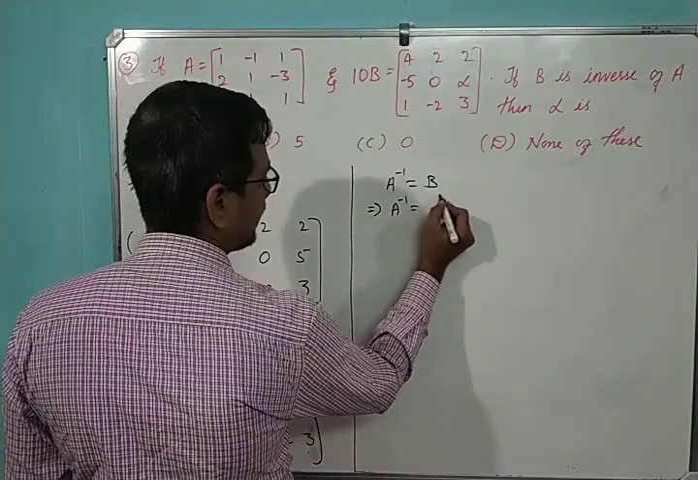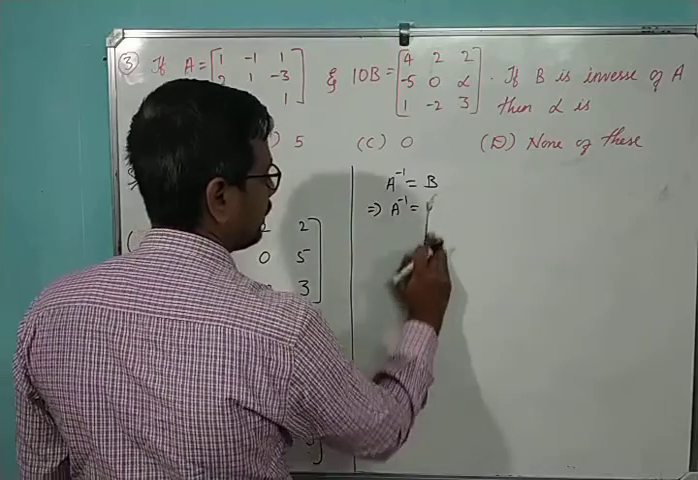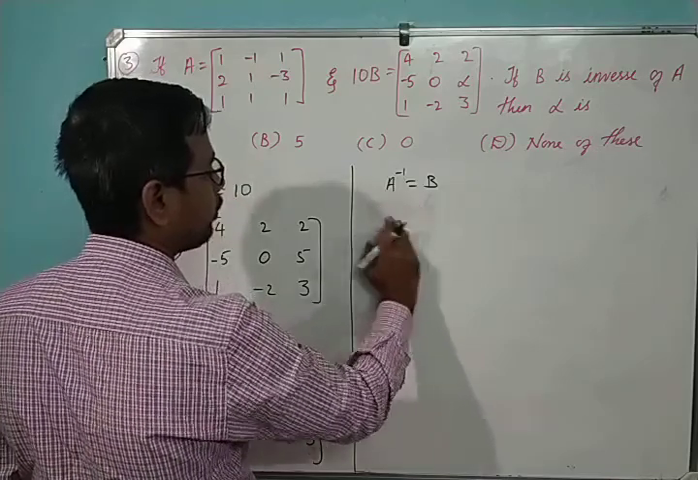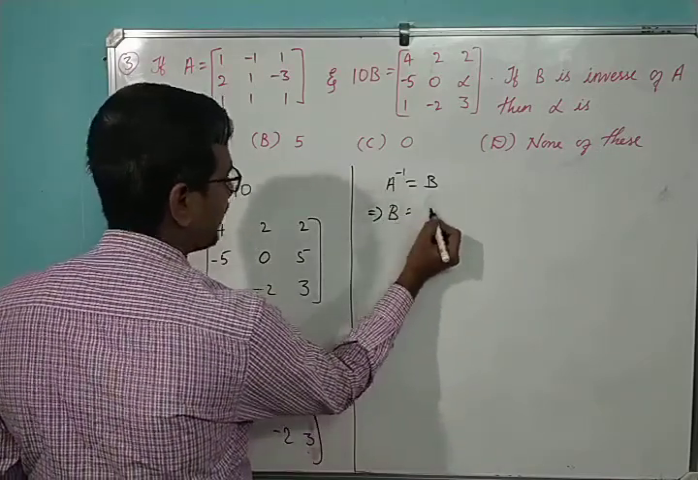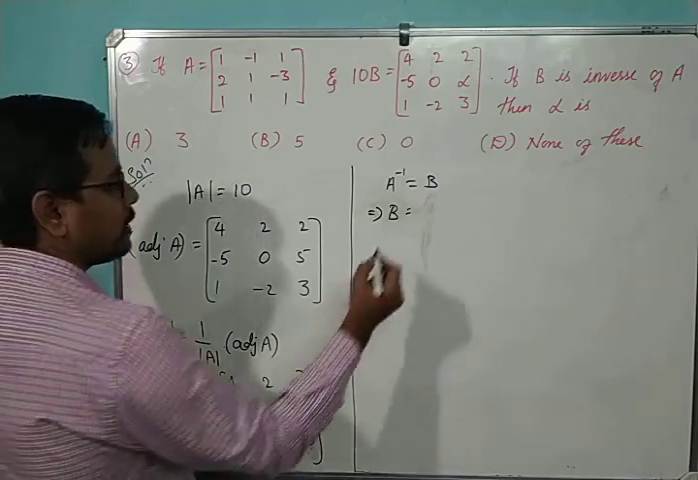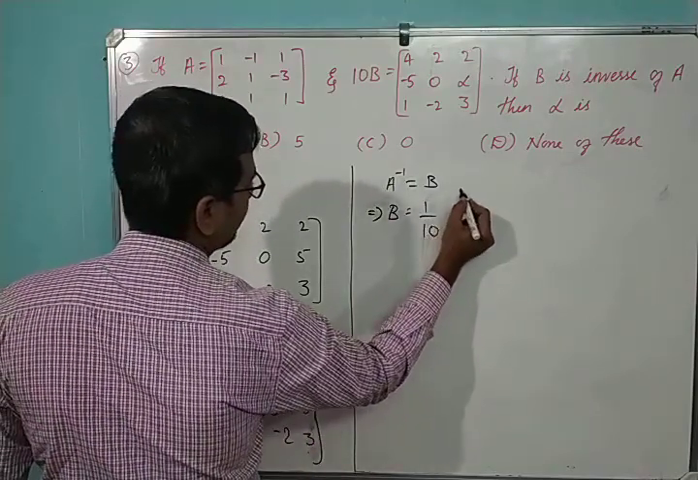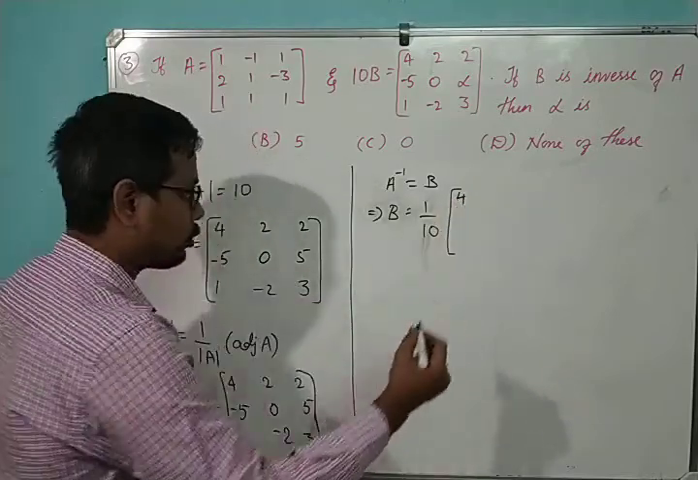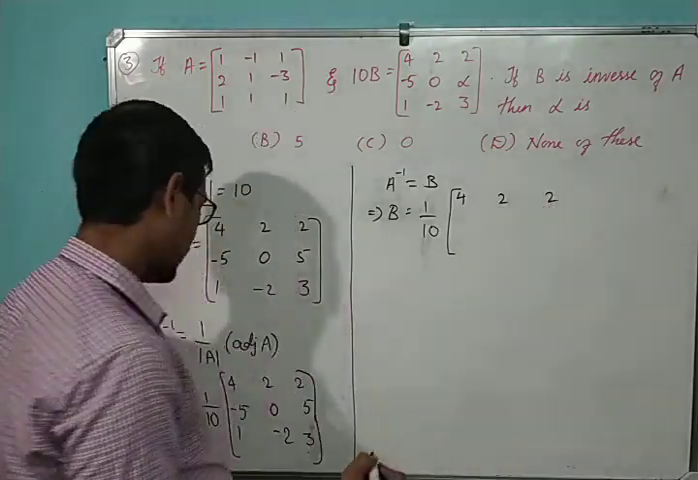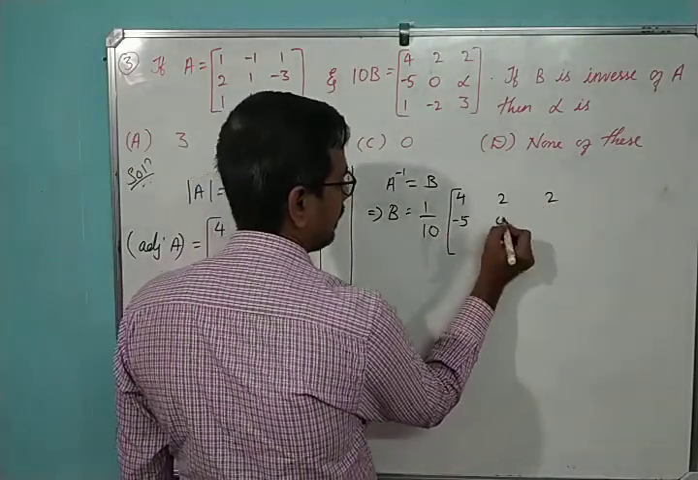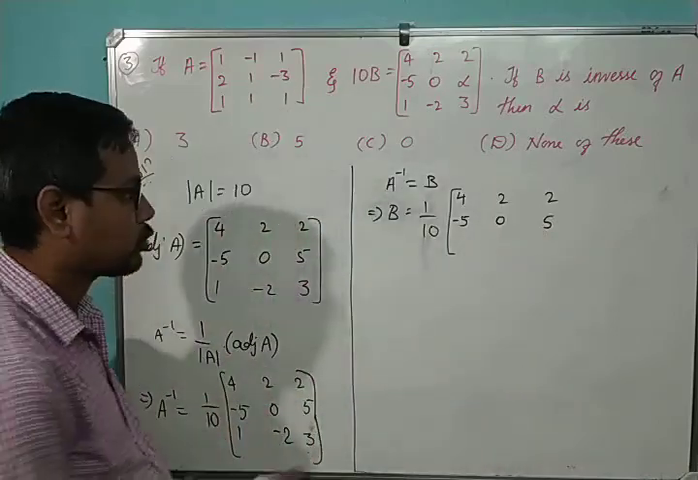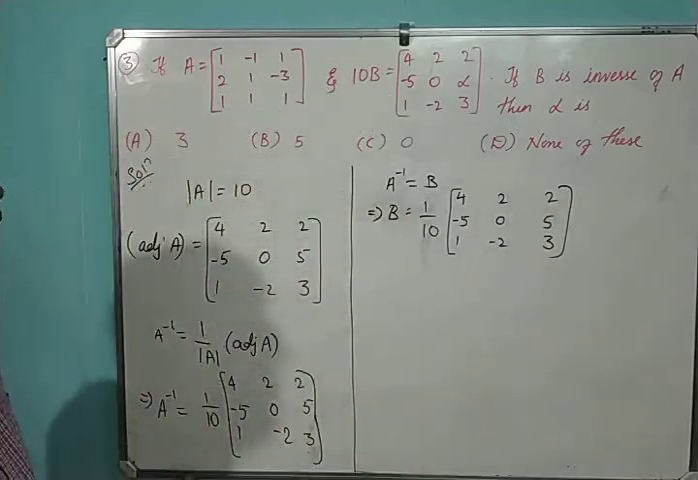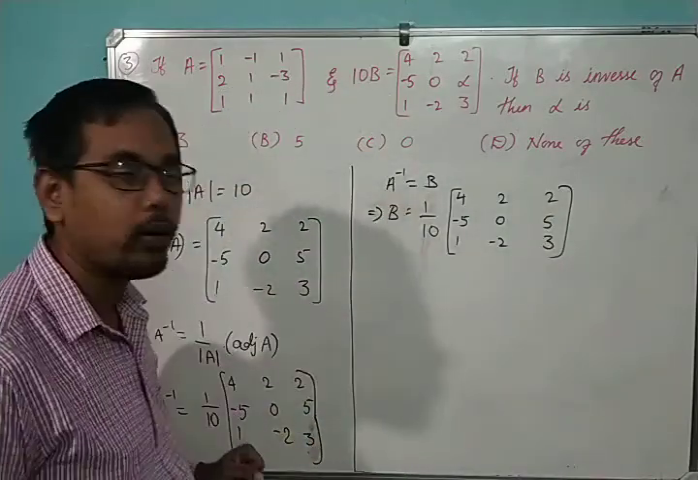A inverse I can write as B. What is B matrix? B can be written as A inverse, which is 1 upon 10 into 4, 2, 2, then minus 5, 0, 5, then 1 minus 2, 3. Okay. So this is what B is. B is A inverse. That is what I have reproduced here.